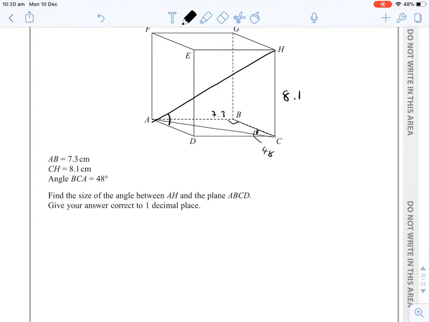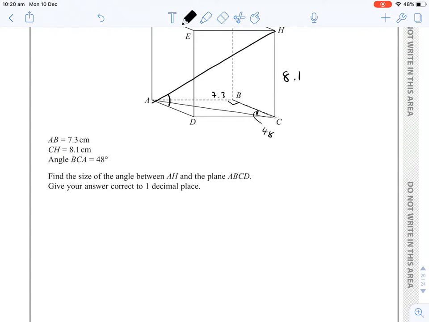So what I'm going to do is try and find the length AC and then use that in order to find the angle HAC. So let's draw out what we've got. We've got a little triangle, and my right angle is at B, and then I've got C and I've got A, and I know the angle at C is going to be 48 degrees. And we know that AB is 7.3.